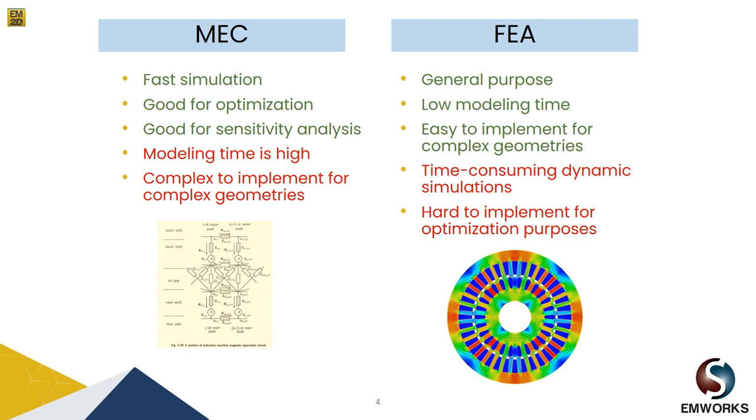For example, the synchronous reluctance motor. In the synchronous reluctance motor, the rotor's geometry is complex and the prediction of the magnetic flux lines through the flux barriers is complex. So the implementation of this method for complex geometries is time consuming because it's hard to find a good equivalent circuit to capture good results, right? When the flux line pattern is complex.